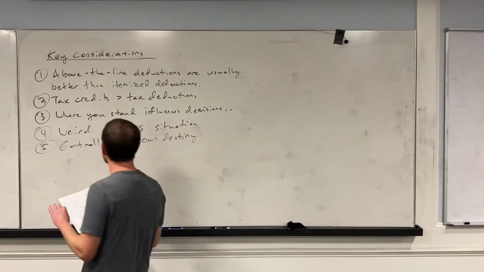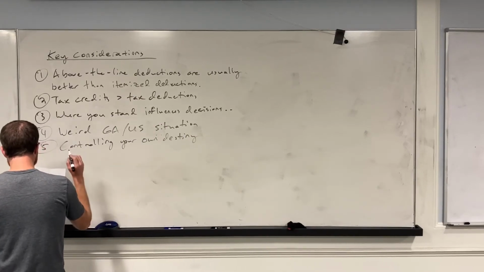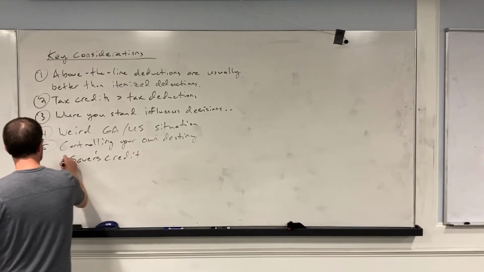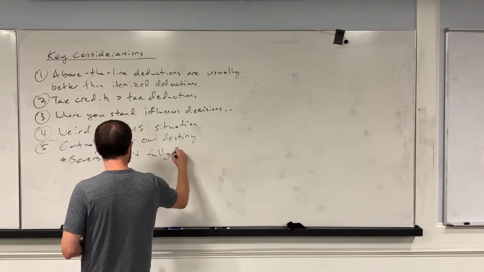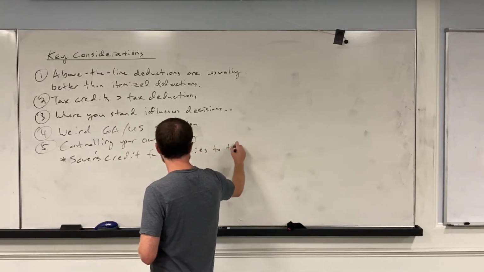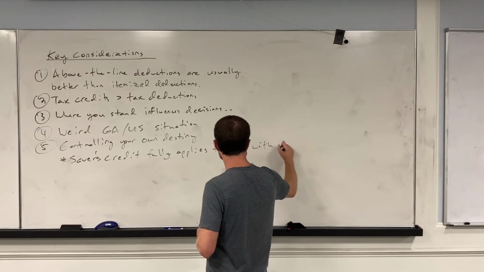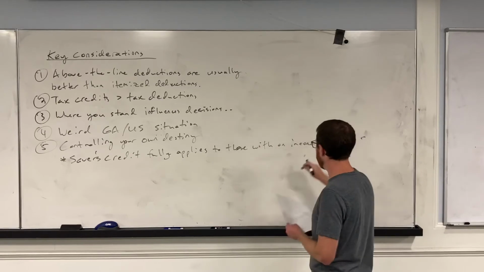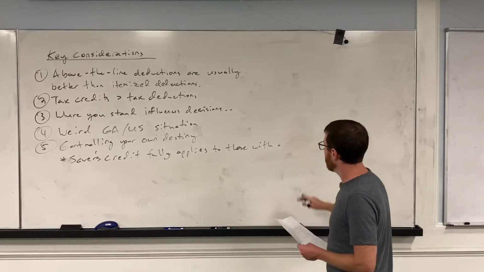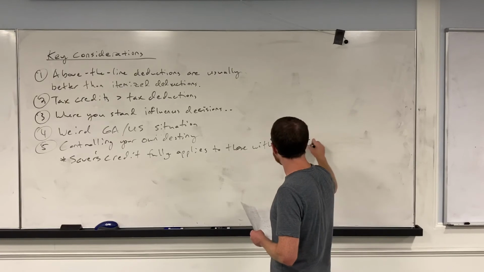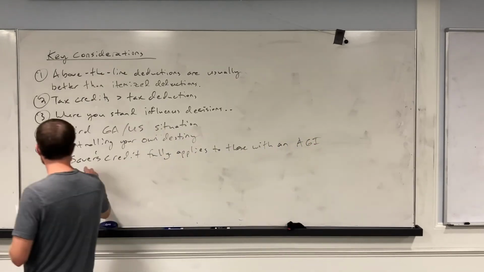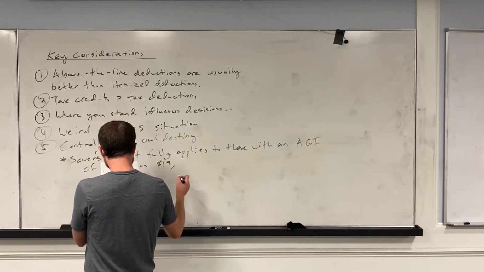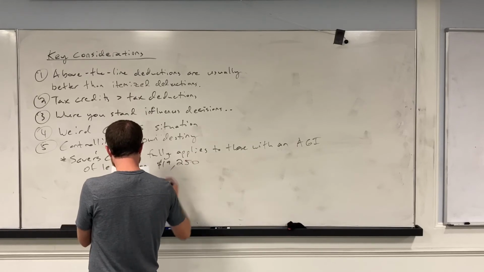Let me just give you a couple of examples of what I mean by this. In regards to the saver's credit that we discussed in the past, the saver's credit fully applies to those with an AGI, adjusted gross income, of less than $19,250. Okay?